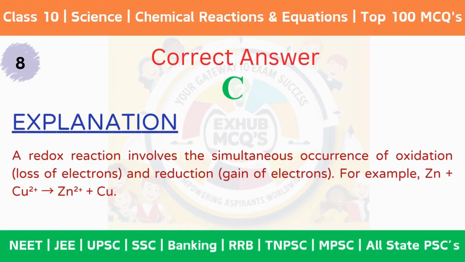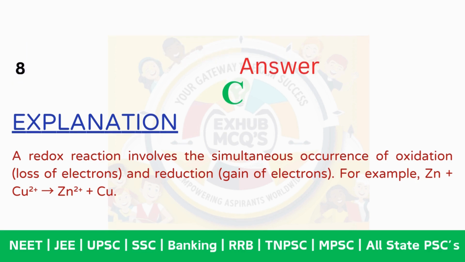The correct answer is option C, both oxidation and reduction. Explanation. A redox reaction involves oxidation, which is the loss of electrons, and reduction, which is the gain of electrons. An example is zinc reacting with copper sulfate, where zinc is oxidized and copper is reduced.